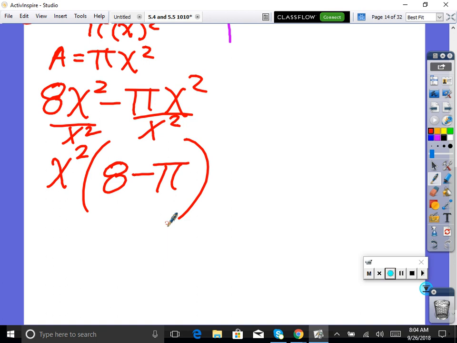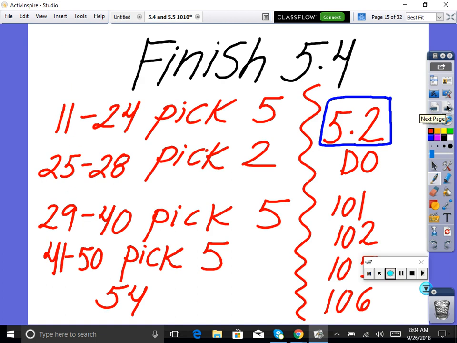Okay, good. I think we get the picture with the area ones. That was really good. Okay, so ready? Work on 5.4 before we go on to 5.5. Here are the problems that you will do. Then I would go back to 5.2 because I did not assign these ones, but you very likely could be tested on them. So I'd go back to 5.2 and do 101, 102, 105, and 106. I'm going to give you a while to practice these methods.